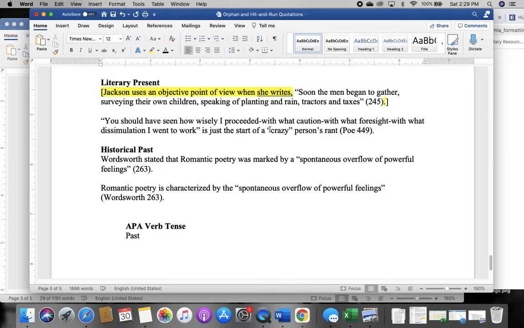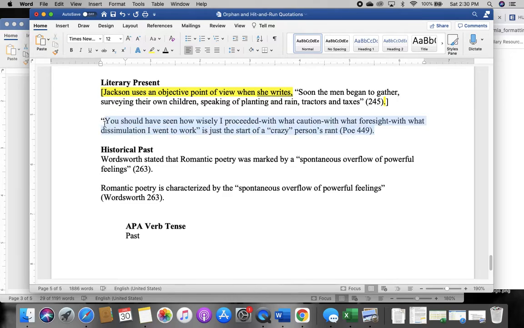Okay. My only thing that I don't like is that this is just informal. They do a good job putting crazy in quotation marks. That's the right thing to do. I probably told them to do that. But "is just the start," that's a little informal. It's a little teetering on idiomatic. But grammatically it's correct. And the in-text citation is correct.